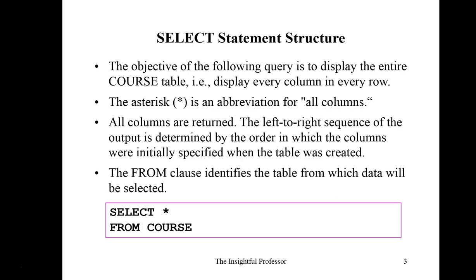Basically, what we're saying is the table might contain 2 columns, 4 columns, 1,000 columns. Return all of those column values to me. Now, they're returned in a particular left to right order, which is determined when the table was created. So there is a default left to right display sequence for the columns when you say select asterisk.